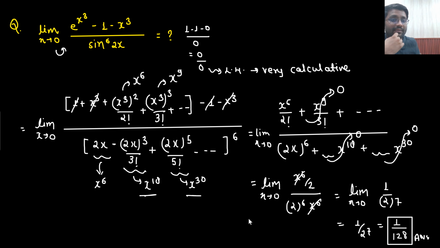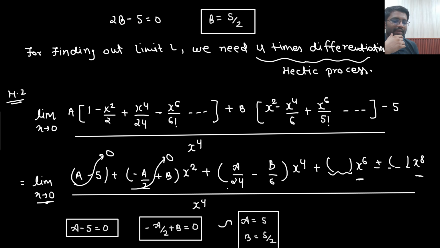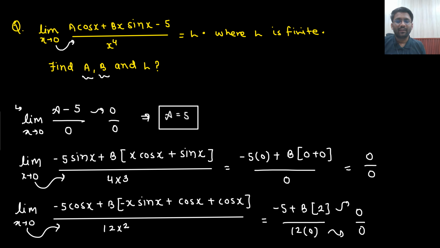Understandable? Where 0 by 0 L'Hopital rule is becoming hectic and calculative, if you do the calculation in a decent manner, then it will take a lot of time. So you take the help of limits. You do the expansion, then try thinking about what you will be able to do. So this is how you will get the answer. Here also try thinking and you will be able to get the answer. Is that clear to you? Okay, well and good. I hope it is done.